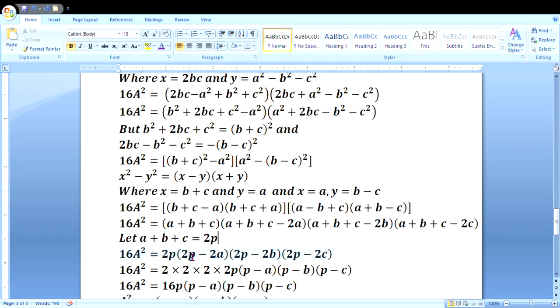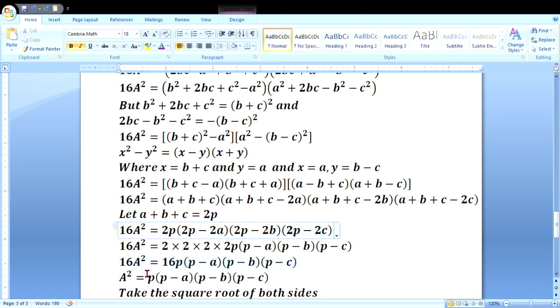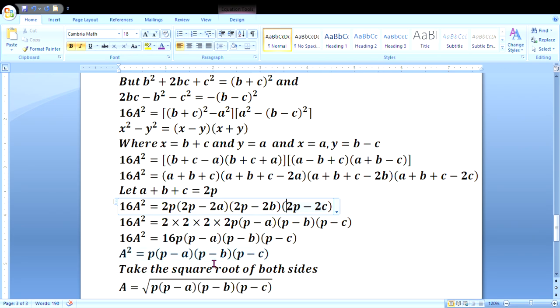Now, you can see that we can factor out 2 from each of these terms. Each of these terms, 2 can be factored out, and 2 times 2 times 2 times 2 means 2 in 4 places, that is 16. So the expression becomes 16A squared is equal to 16p into open bracket p minus a, open bracket p minus b, open bracket p minus c. Once that is done, we divide both sides by 16, and the expression becomes A squared is equal to p into p minus a, bracket p minus b, bracket p minus c.